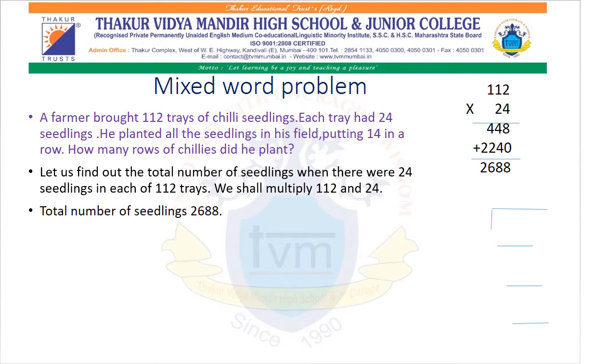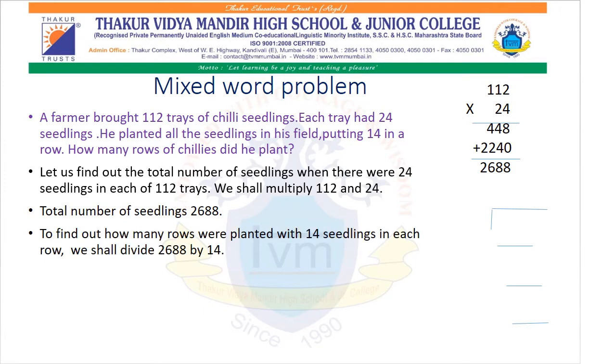Now from these 2688 seedlings, you go on putting 14 seedlings in each row. So like that, how many rows has he made? That we have to find out. And for that, what will we do? To find out how many rows were planted with 14 seedlings in each row, we shall divide 2688 by 14. Correct. So here is your division.